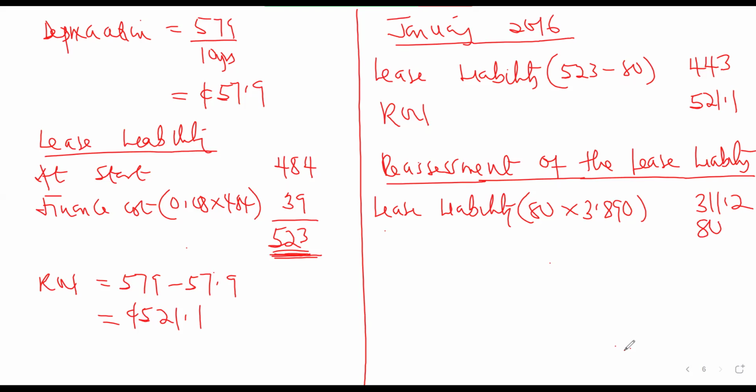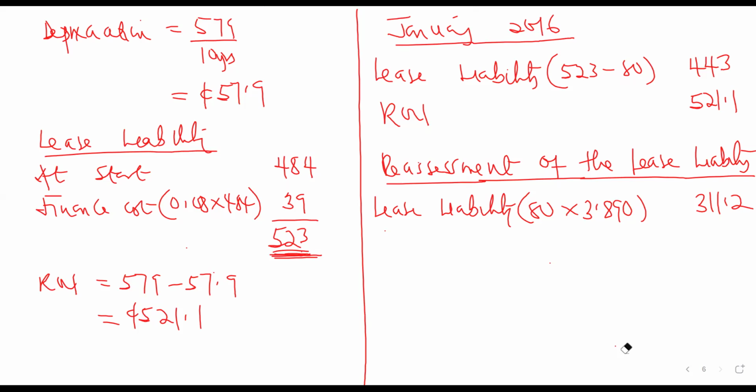So that will be 391.2. Then you subtract it from this one. The difference will still be the same as you looking for the lease liability. We are paying the rentals in advance at the beginning of every year. So at the beginning of the current year, we have already paid the 80 from the 523. So we are having 443.